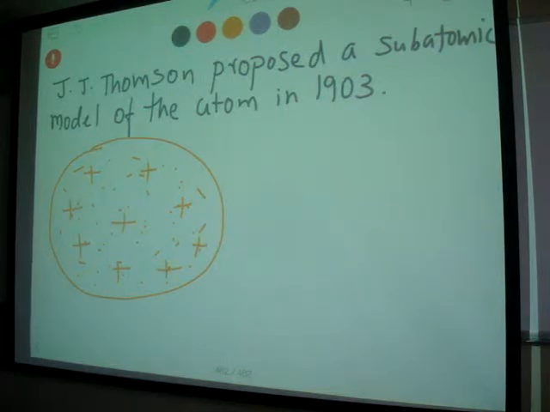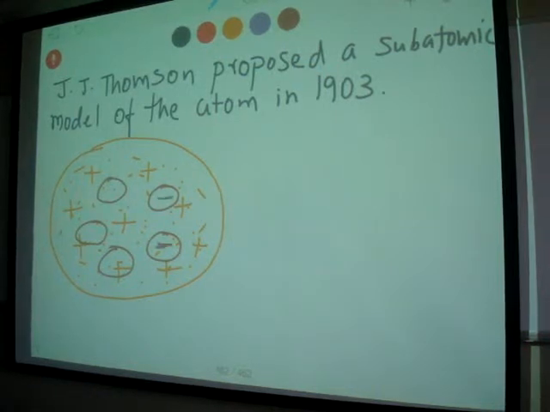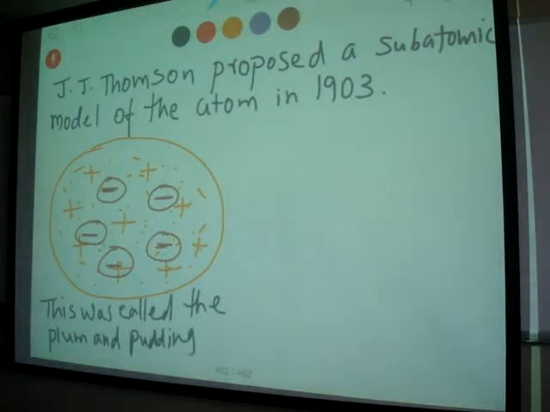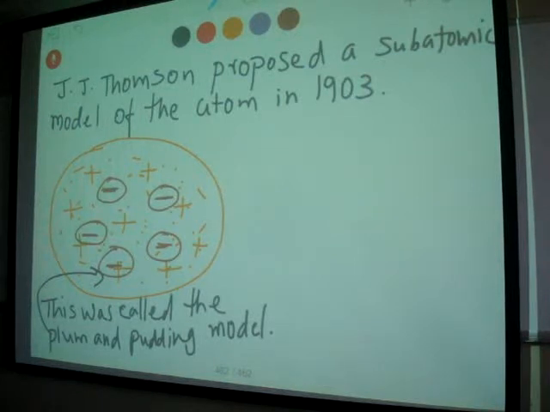In that pudding there is a plum, negatively charged. This model was called the plum and pudding model. He described that those negatively charged are called plums, and the pudding is the yellow color, so you can see that the plum is in a pudding. That's what he described, the plum and pudding model.